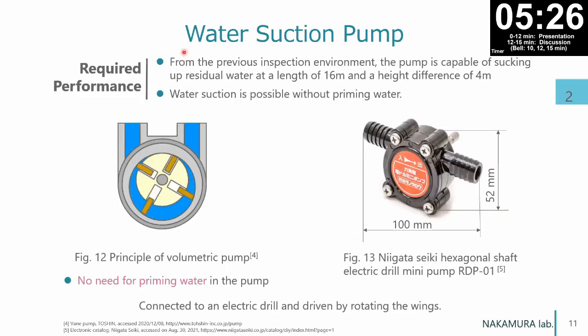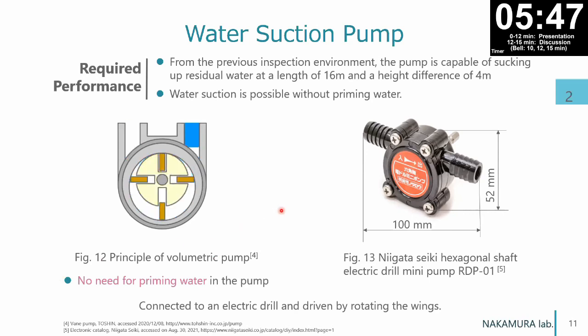First, let's talk about the water suction pump. From among the many pumps, a vane pump was selected. A vane pump is a kind of volumetric pump like figure 12. We chose it because it can suck up water without priming water. The vane pump used in this study is shown in figure 13. This pump is connected to an electric motor to drive it.